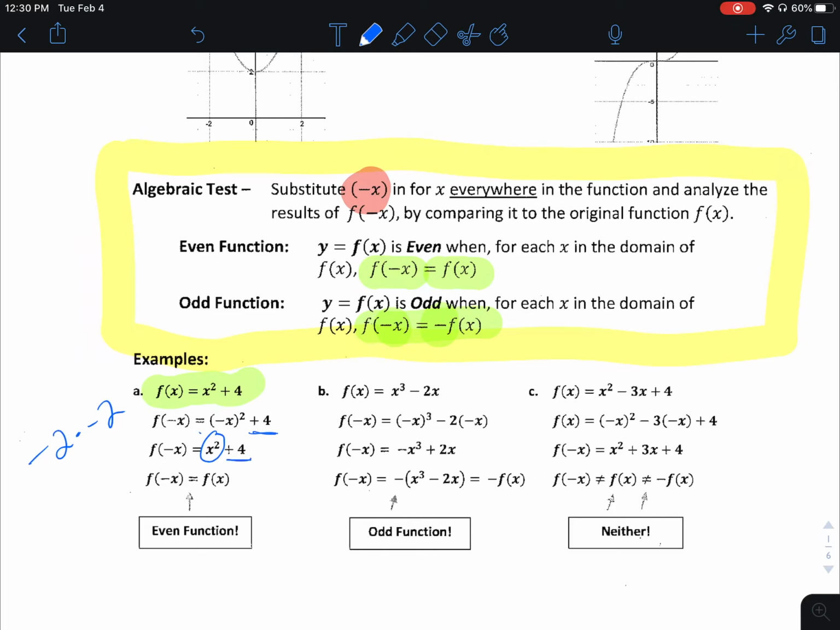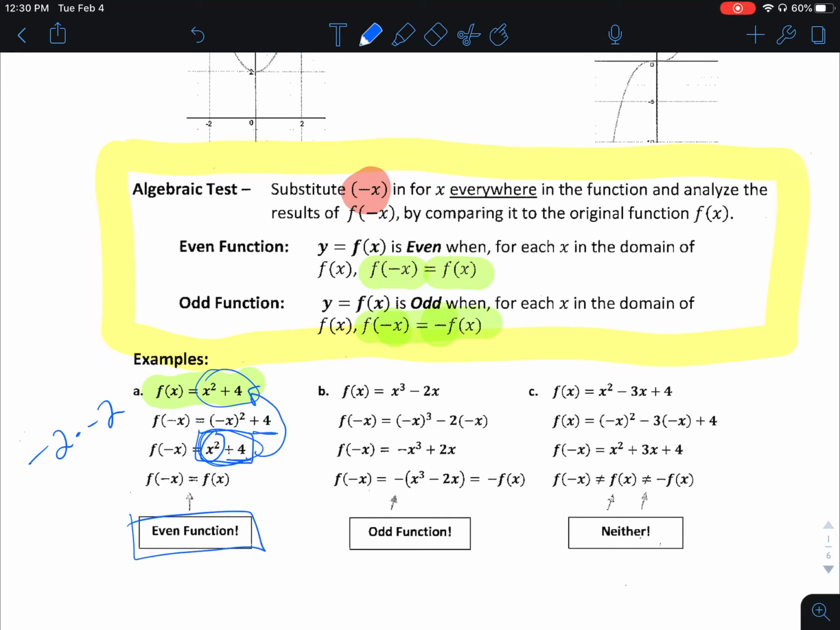Now, obviously, there's nothing I did with the plus 4, so that just comes straight down. Now, what we have here, x squared plus 4, we compare that to the original. Is it the exact same? Is it the exact opposite? Or is it neither one of those? If you look at this, we have x squared plus 4 here, and our original is x squared plus 4. So even when we put in a negative x, we got back our original function, and that's what makes it an even function.